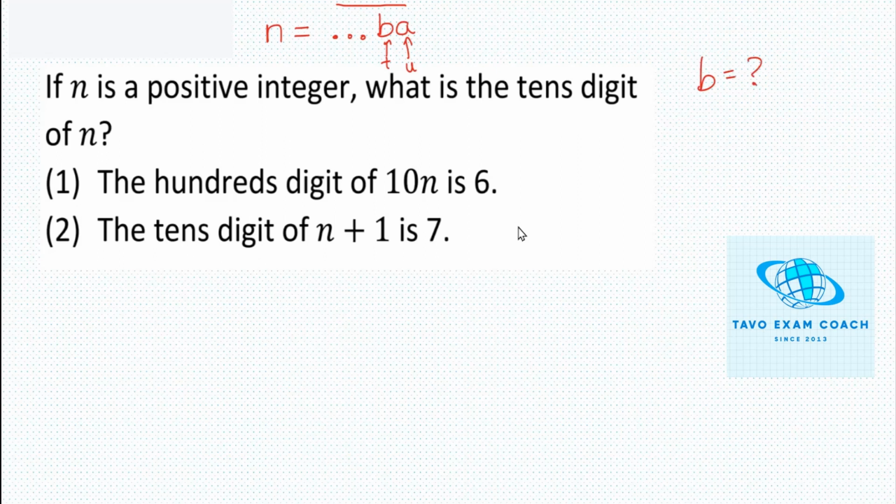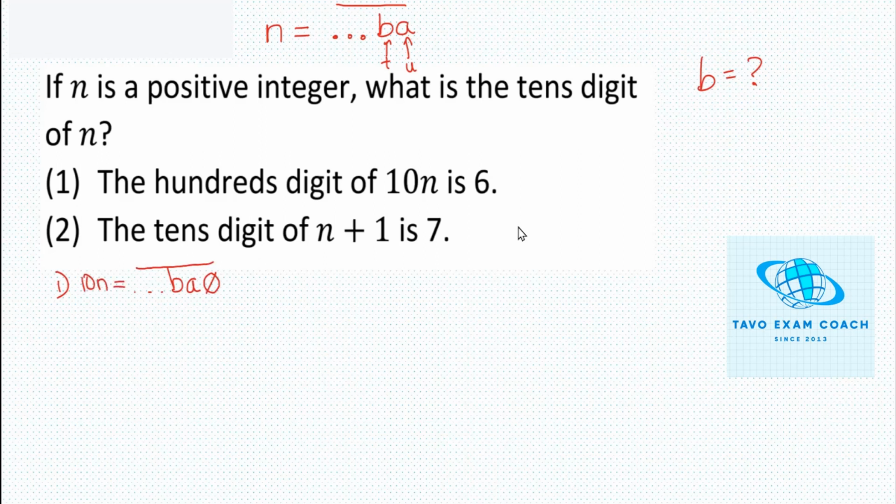Statement 1 says that the hundredths digit of 10 times n is 6. If you multiply a number by 10, it is like writing the same number and adding a 0 at the end. So we would obtain a number like this. This is what 10n looks like.